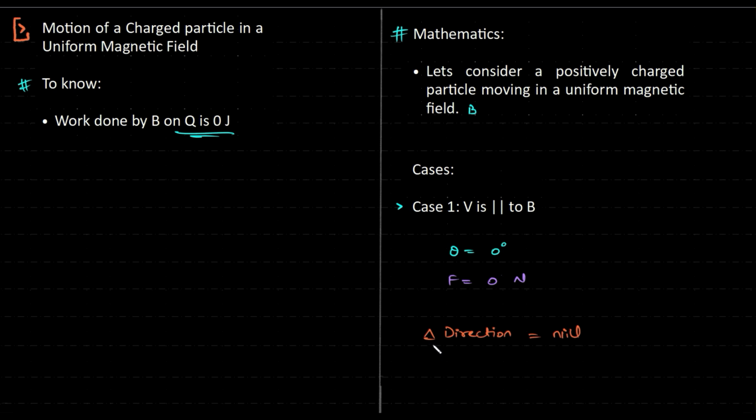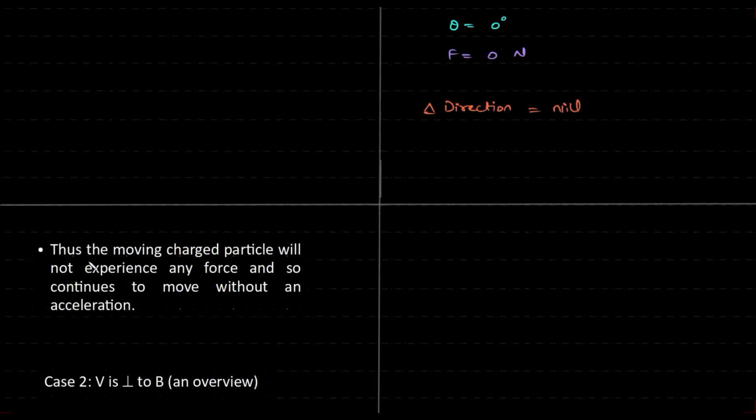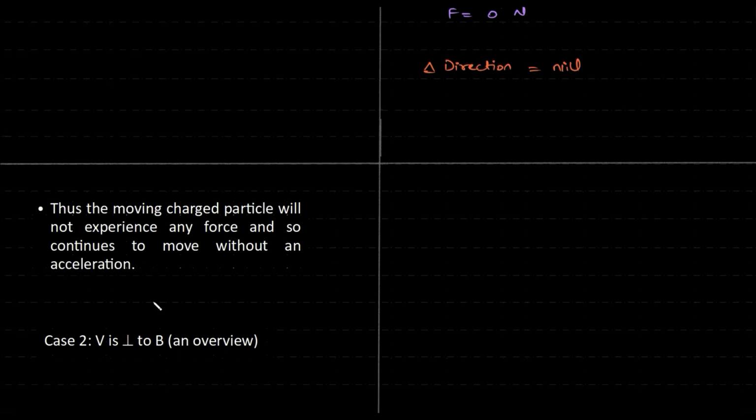Delta means change. Change in direction is equal to nil. Okay, I have written the statement here. Thus the moving charged particle will not experience any force, and so it continues to move without any acceleration.